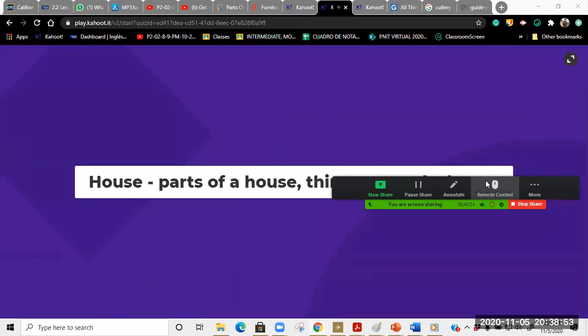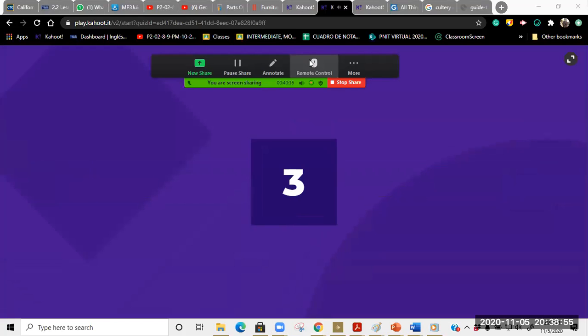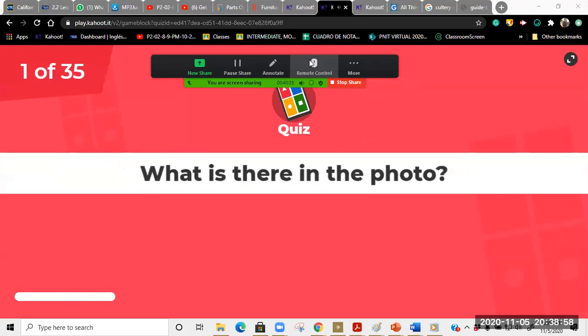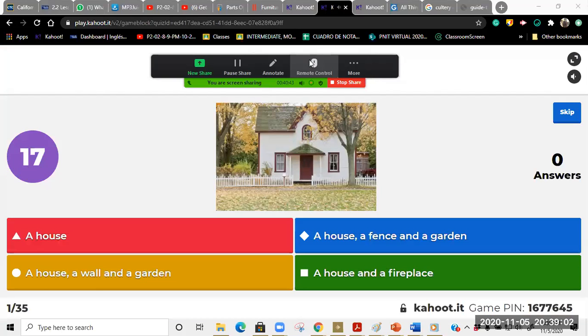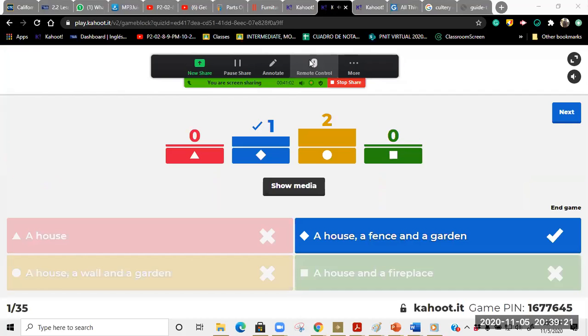Let's practice. Parts of the house, okay? Las que no conocemos, qué bien, porque vamos a aprender. What is there in the photo? The photo, what is that? A house, a wall and a garden, a house, a fence and a garden, or a house and a fireplace? Very good. For those of you who said a house, a fence, and a garden.